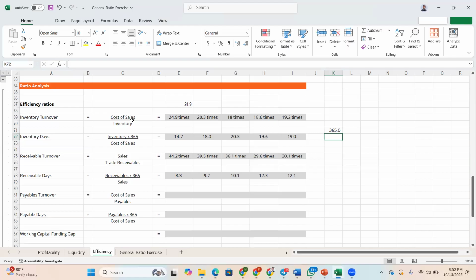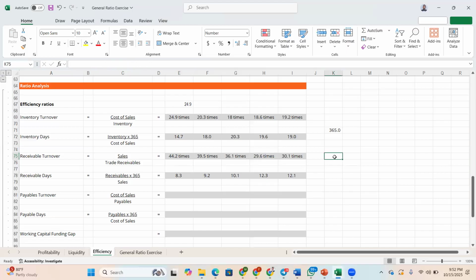So the same thing applies to receivables turnover and receivables days. Receivables turnover is like, how long will it take you to collect your receivables from your customer? That's what the receivables turnover is talking about. How long will it take you to get your receivables from your customer?